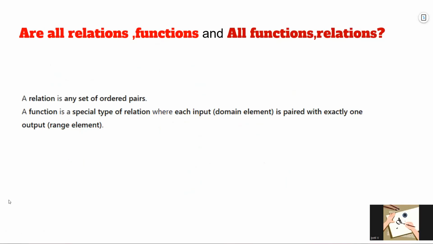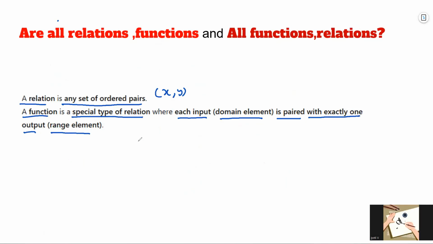Okay, let's conclude our understanding. A relation is any set of ordered pairs x, y. A function is a special type of relation where each input, meaning the domain element, is paired with exactly one output, that is a range element. So all functions are relations, but all relations need not be functions.